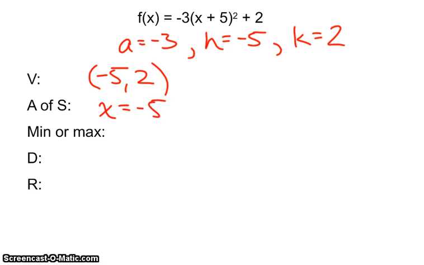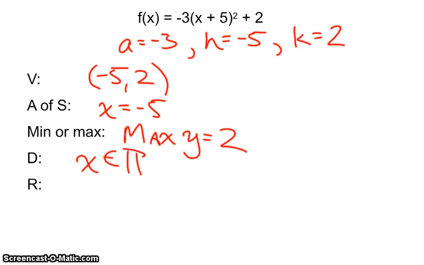Min or max, is it opening up or opening down? In this case, a is negative 3, so our parabola opens down, which means we have a max at y equaling 2. Now we have our domain, that's always and forever, for this parabola, this type of function. All real numbers, or it's a member of the set of real numbers.